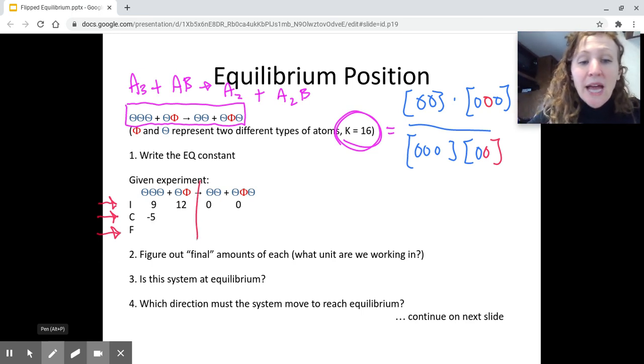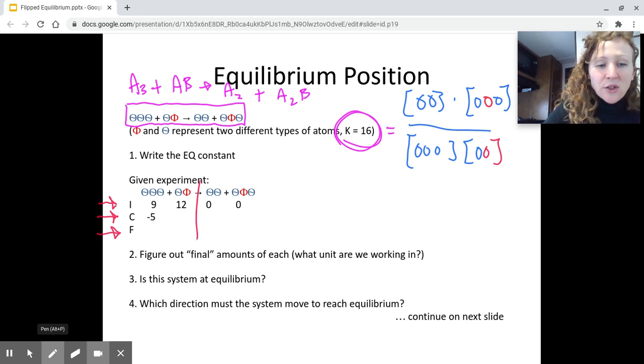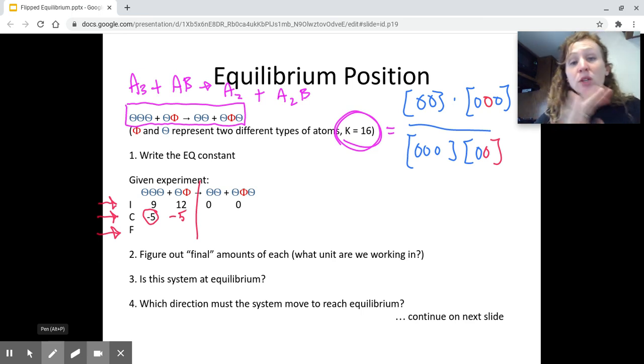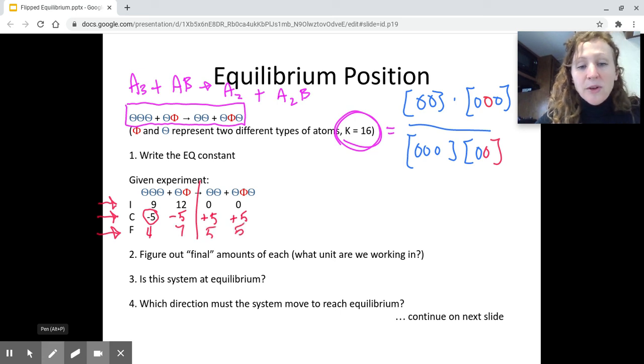Okay, so we're going to use reactants. They tell you right here we're going to use reactants. And if we're using reactants, that means we're making products. Now I can calculate 9 minus 5, my final amount. 12 minus 5, 0 plus 5, 0 plus 5. Okay, I have my final amounts of each. Check. What unit are we working in? Probably molarity, hopefully, because our K is in terms of concentration.